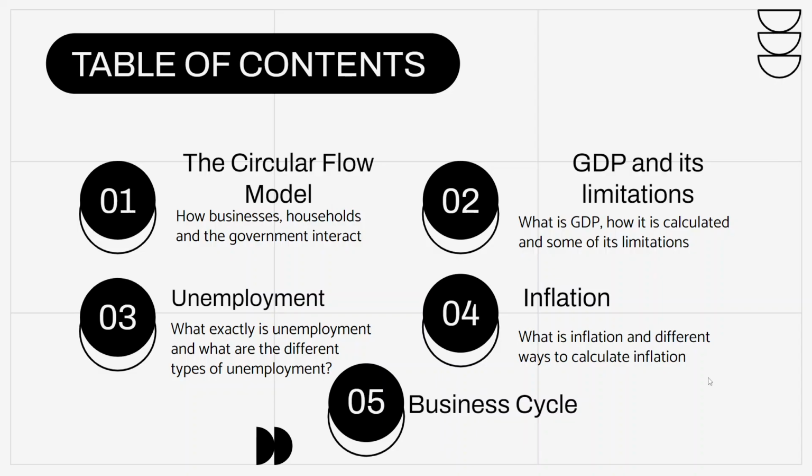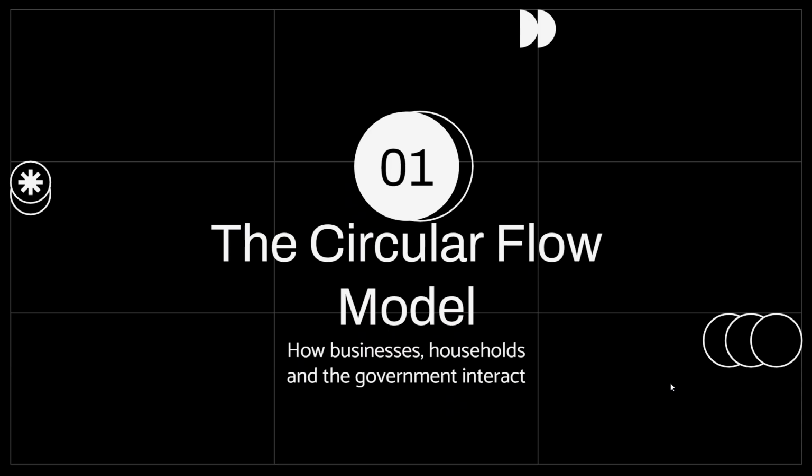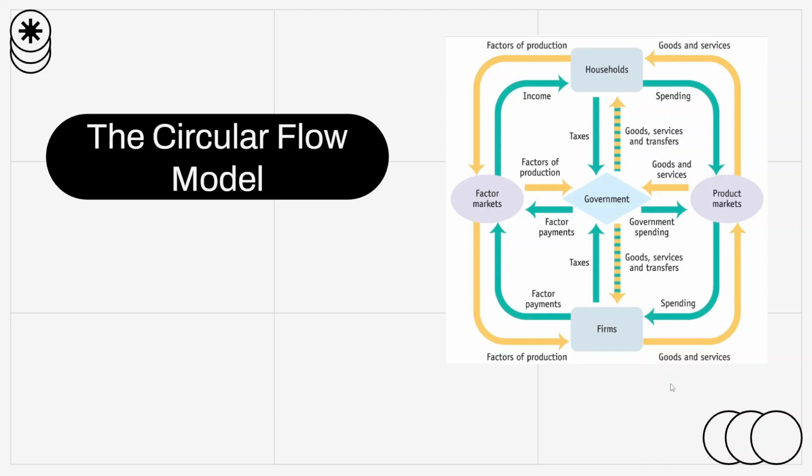So let's look at what we are going to learn today in Unit 2. First, we're going to talk about the circular flow model, which is how businesses, households, and the government interact. Then we move on to GDP and its limitations. I'm sure you've heard about GDP before: what it is, how it's calculated, and some of its limitations. Then we're going to talk about unemployment, what exactly it is and what the different types are. And then we're going to talk about inflation and the business cycle. So let's get started. Topic one, the circular flow model.